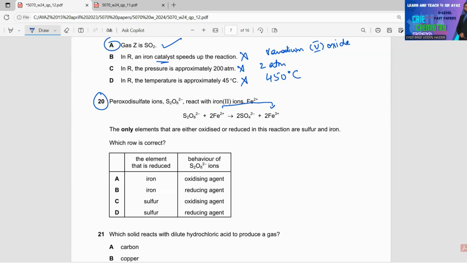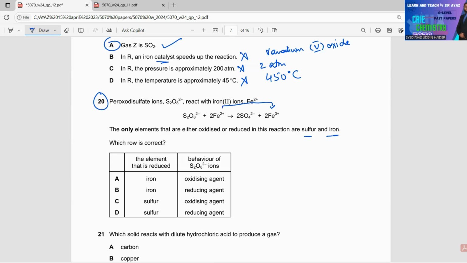The only elements that are either oxidized or reduced in this reaction are sulfur and iron. This is the information they're giving us, that the only elements that are oxidized or reduced in the reaction are sulfur and iron, which means the oxidation state of oxygen does not change on either side of the equation. Which row is correct? The element that is reduced.